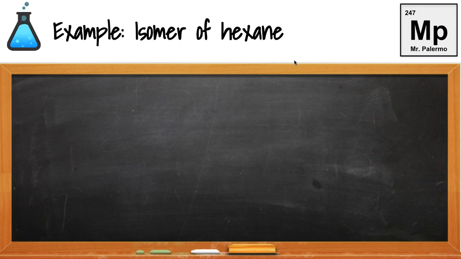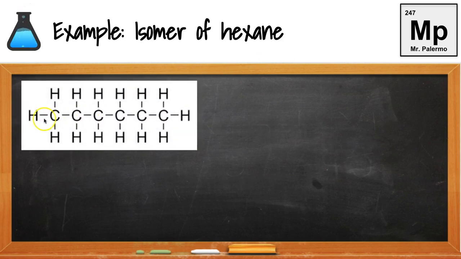So here's an isomer of hexane. Hexane is 6 carbons. It's an alkane, ane ending, so all single bonds. And we want to create an isomer of this. So the first thing we do is we determine the molecular formula. Since we have 6 carbons, it's C6, and we have 14 hydrogens. And so to create an isomer, we're going to use the same molecular formula, so same number of C's and H's, but a different structural formula.